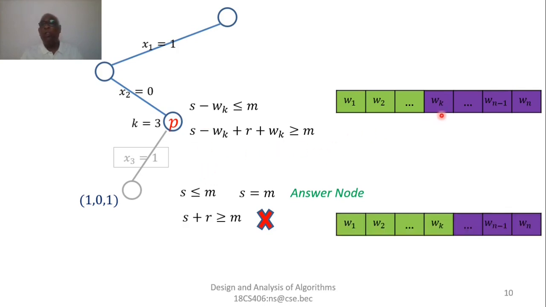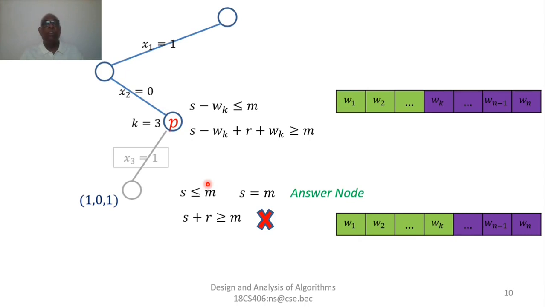Now, what happens at the child node? At the child node, this wk moves from R to S. So S will be incremented by wk, R will be decremented by wk. So we find that the total remains the same, only wk gets shifted from R to S, and hence the value of S plus R does not change. Hence there is no need to check for the condition S plus R greater than or equal to M at the child node, because it is already satisfied at the parent node.